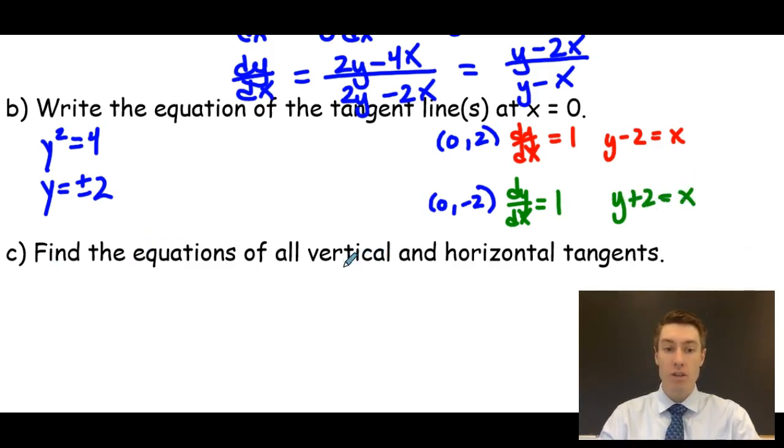And then find the equations of all vertical and horizontal tangents. I'll leave that for you to try on your own. Remember, vertical, the slope is undefined. Horizontal, the slope is 0. And then you have to go and find the equations.